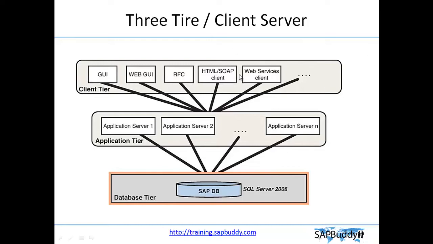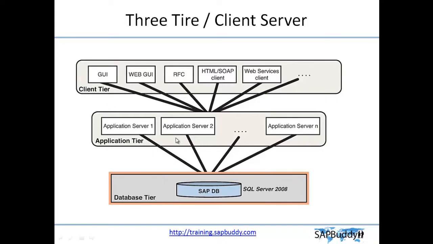Then HTML client or SOAP client. Let's say you have an application, and this application is NWBC. NWBC is like Web GUI. It's software which you need to install on your PC. So this is also an HTML client and web service client. Like this, you have quite a lot of client tier applications which can be used as a client for an SAP system.